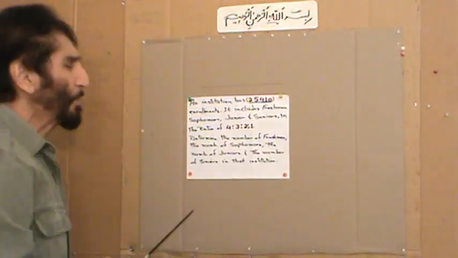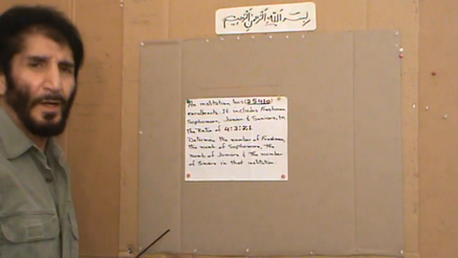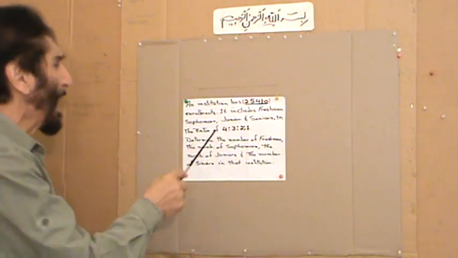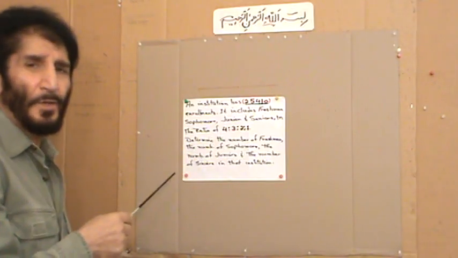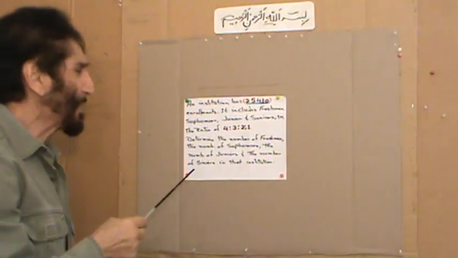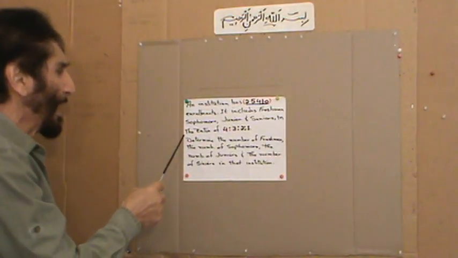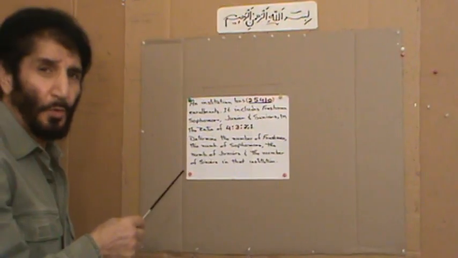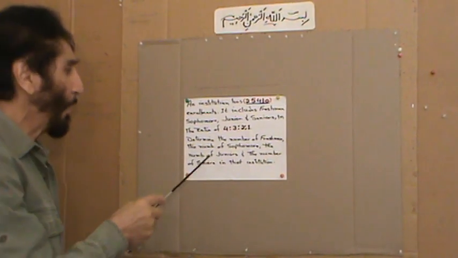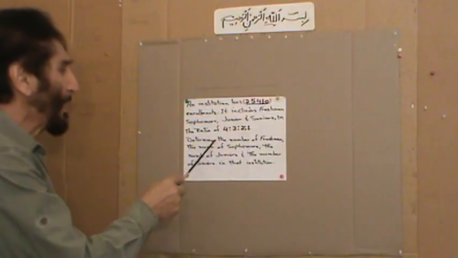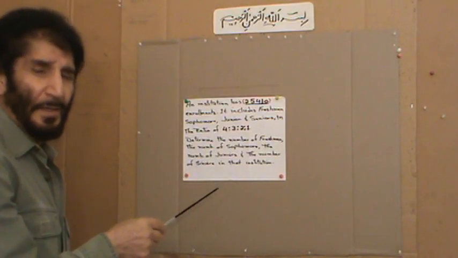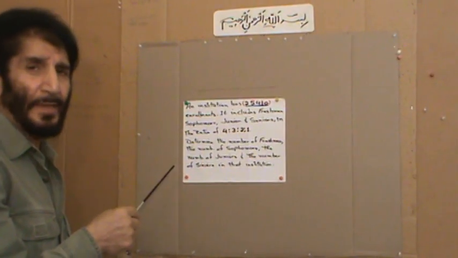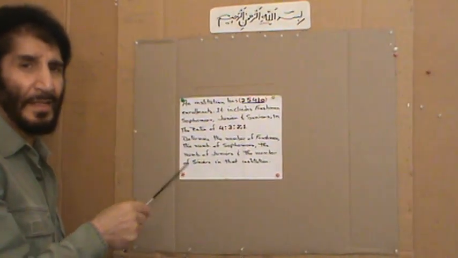It says that an institution has 25,410 student enrollments. And it includes freshman, sophomore, junior, and senior levels, all right? They are in the ratio of 4 to 3 to 2 to 1. Now, he's asking, determine the number of freshmen, the number of sophomores, the number of juniors, and the number of senior students in that institution.